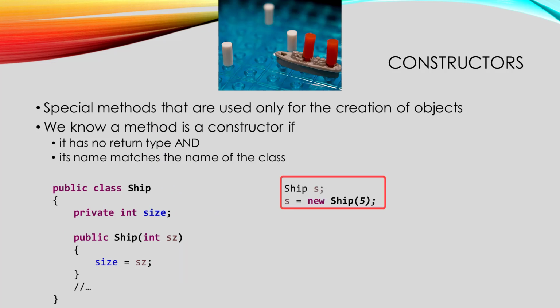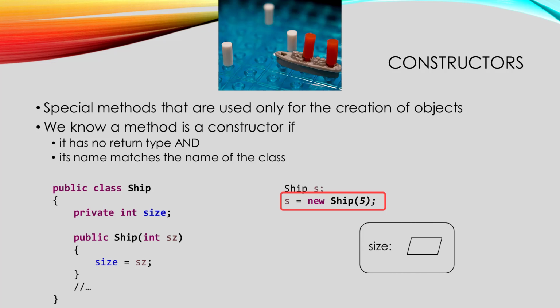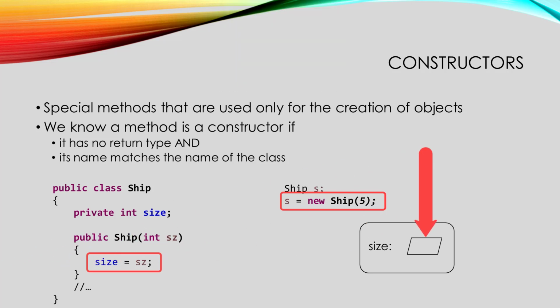This is an example of how we would use that to create a ship object. This declares a variable whose name is s and whose type is Ship. The new statement will call the constructor passing the 5 into the parameter. The constructor will allocate the space for the object, and this assignment statement will copy that value from the parameter into the instance variable of the object that is being created. The new statement will evaluate to a reference to that new object, and that will be stored into s.